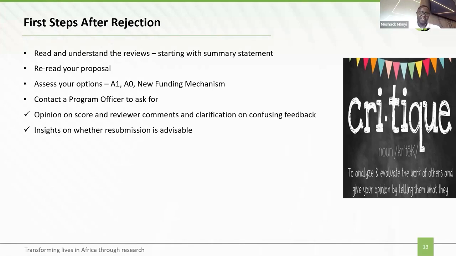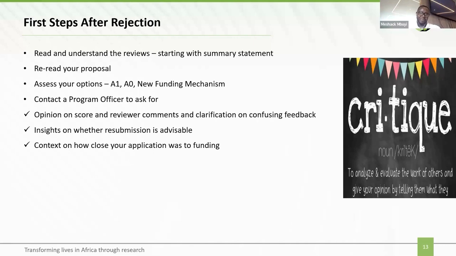You can also ask their insights on whether resubmission is advisable. So again, as you assess your options, whether to resubmit A1, you need to ask your program officer whether resubmission is advisable, or whether sometimes they will tell you to wait and submit next year as a new application, or resubmit at this time when another similar funding window opens, or maybe there's still time to resubmit within the notice of funding opportunity.